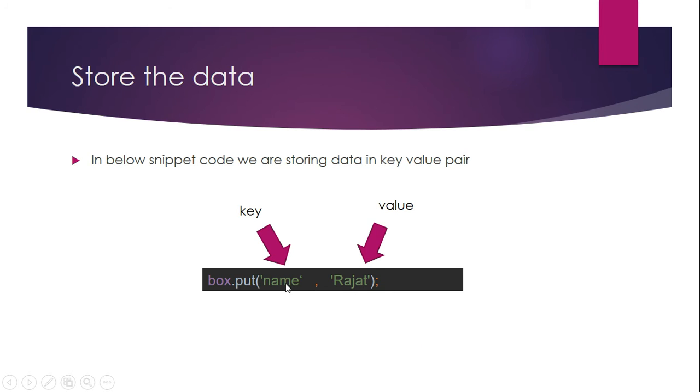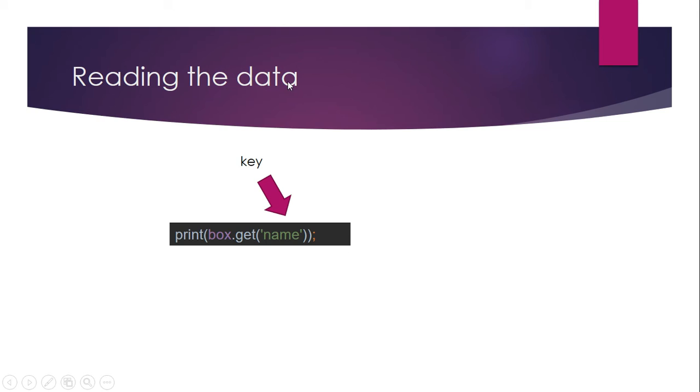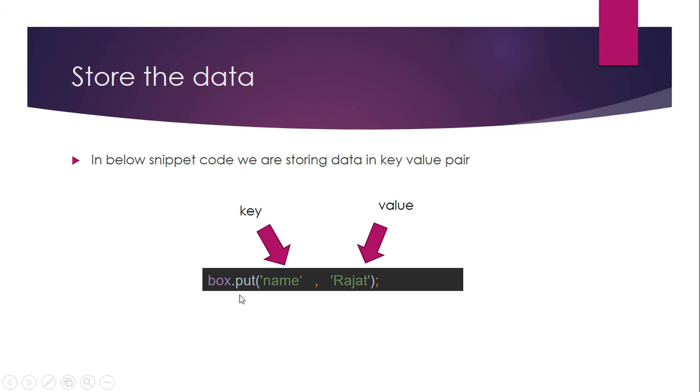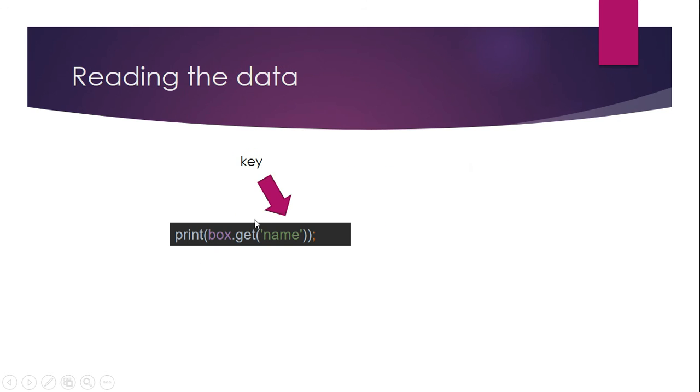Box.put takes the key and the value that we need to store in this key. To read the data from the Hive database we can make use of box.get, and here we need to pass the key that we need to access. In the previous step we declared a key as name which has a value Rajat, and now if I read it by using get and passing the key, we will get my name, that is Rajat.